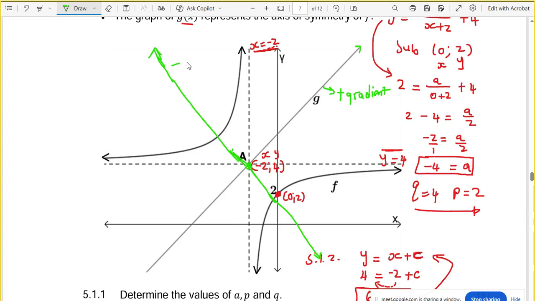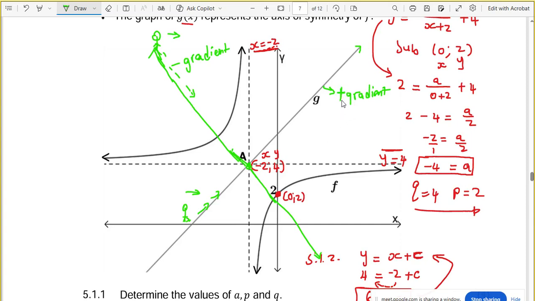This one will have a negative gradient, because if this is you and you are moving left to right, you can see that on this graph you are decreasing, so you'll have a negative gradient. And if this is you, on this graph you'll be increasing. If you are moving in that direction, you are increasing, so that's why it has a positive gradient.